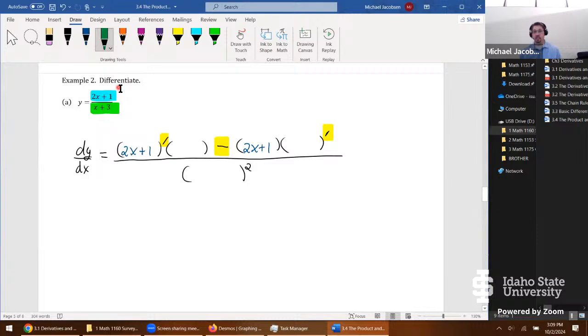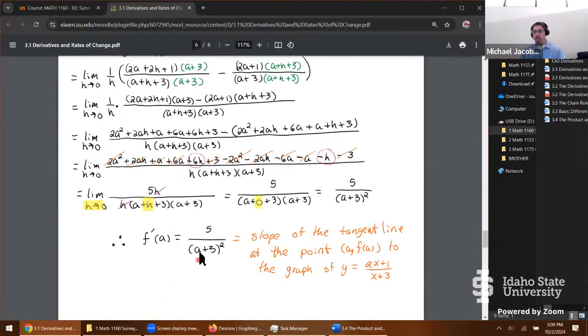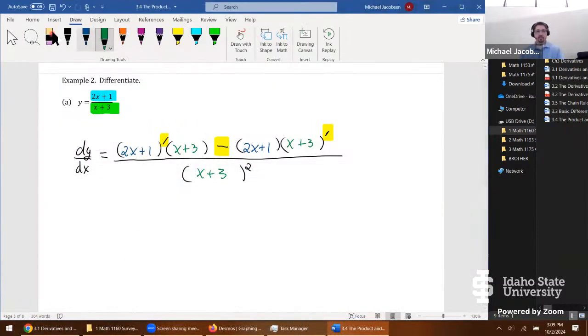Memorizing where the top function goes frees up your mind so you don't have to worry too much about x plus 3. It goes everywhere else. It'll be here, here, and here. Notice if we compare what we did in section 3.1, we already have the denominator, x plus 3 squared. It was just an a in this problem. Now we just have to do a couple derivatives. Any questions, folks, with our setup?